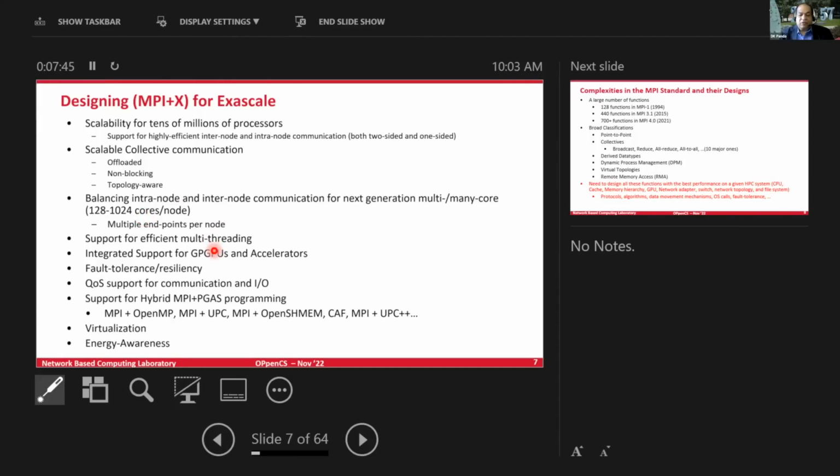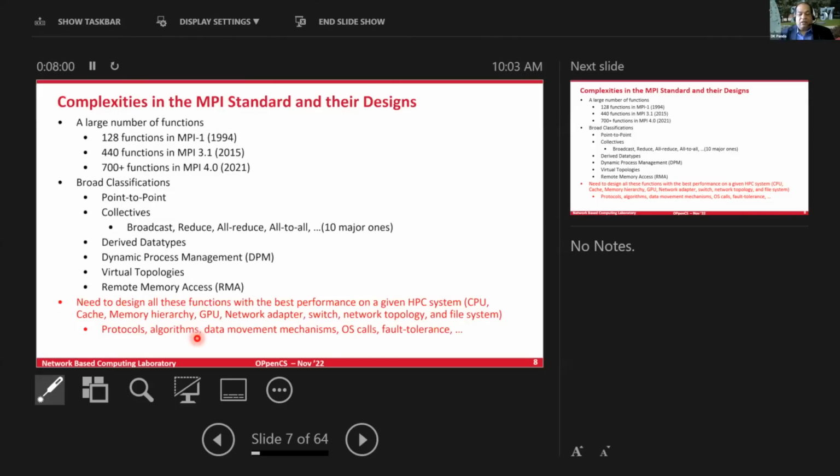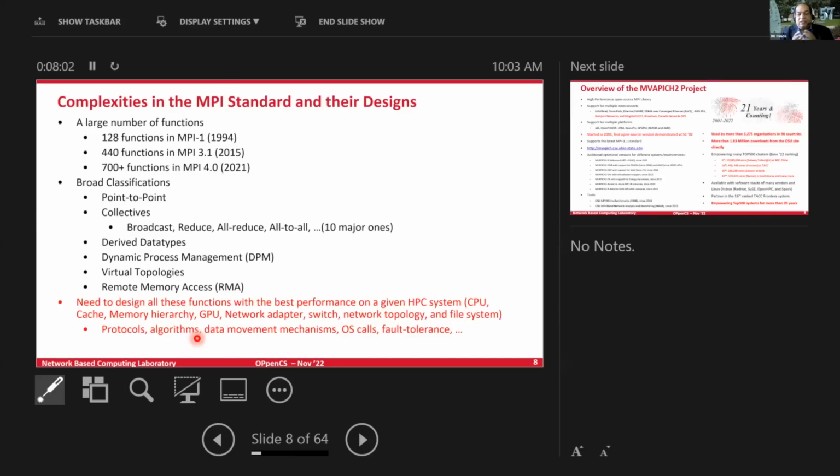We need to provide support for multi-threading, integrated support for GPUs, fault tolerance, QoS, hybrid programming, virtualization, energy awareness. So all these are hot topics. People have been working on this for many years, and in our group also we have been working on this for the last 20 years.